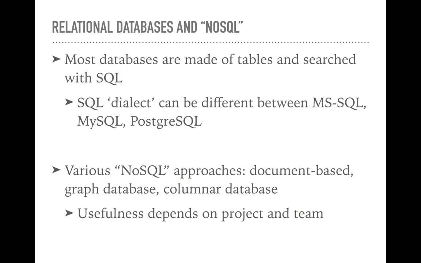I'm going to say a few things about relational databases versus NoSQL. Most databases are made out of tables and searched with SQL or "sequel." If you've used MySQL or MS-SQL, you might know that SQL looks kind of similar but can change a little bit between databases. There are different NoSQL approaches which are useful in several different cases, but this discussion is mostly focused on geodata, and I found that PostGIS is the best option for me in this case. If you have certain needs, it makes sense to use a NoSQL database, but the usefulness depends on its match to your project, your use case, and whether your team is well informed about how to use that database.